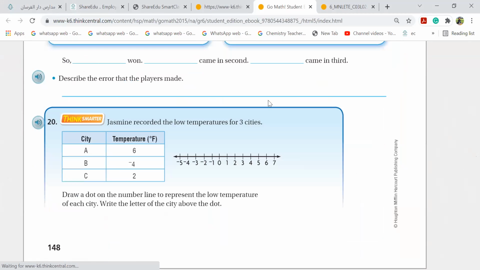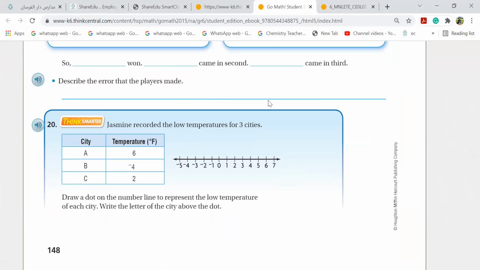Let us quickly do this one. Jasmine recorded 3 cities. A is minus 6. Okay, where is minus 6? Positive 6. B is negative 4. And C is 2. Okay. Write a letter C. This is A. This is C. And this is B. That's it.